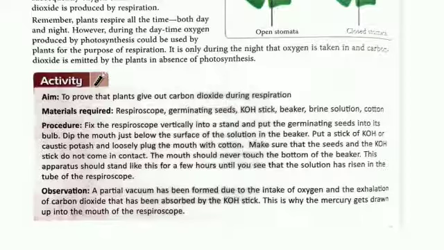And this is why the solution goes up into the mouth of the respiroscope. The solution rises because there is a vacuum which is filled by that solution.